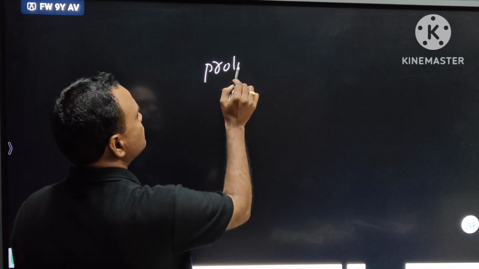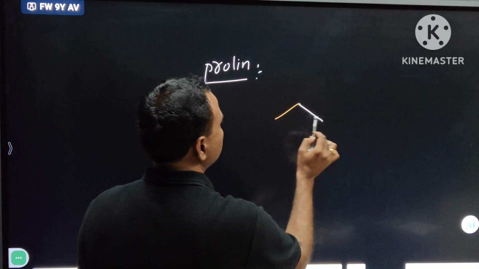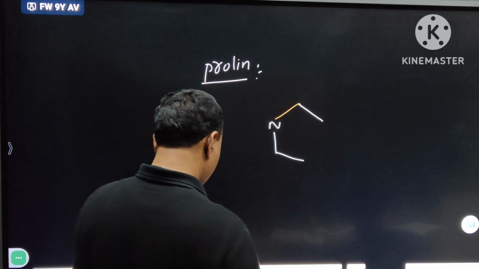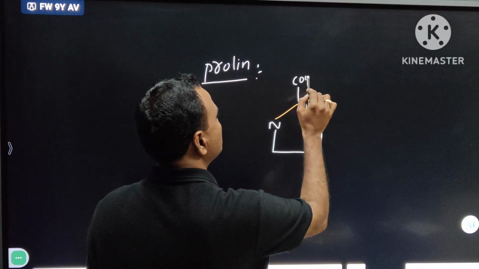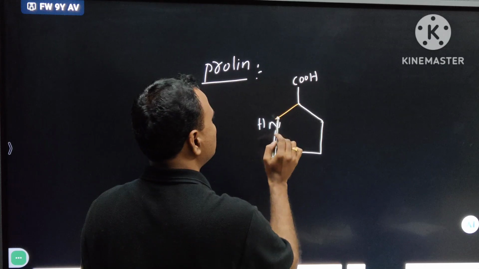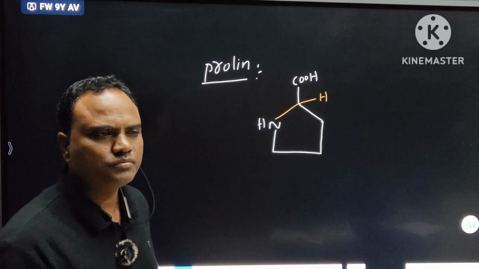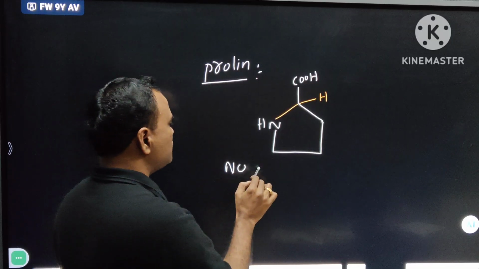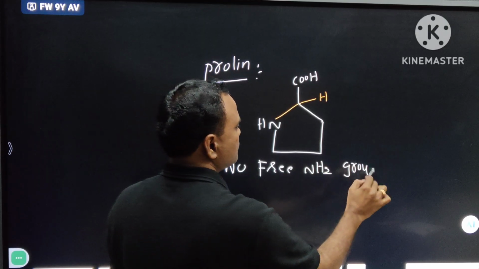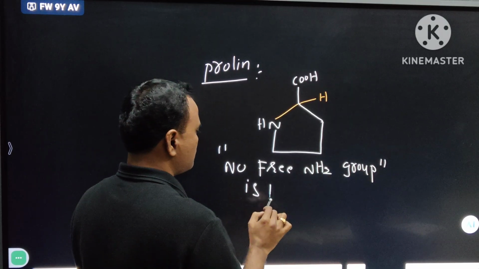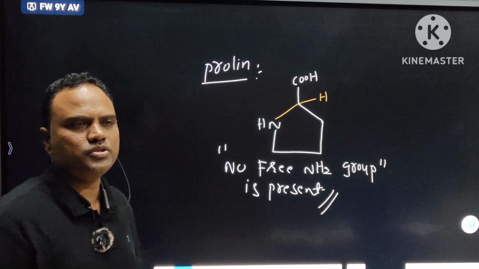Next, proline. What is the proline structure? Free NH2 group, not free amino acid. Here hydrogen will be present. You can mention that part. No free NH2 group. No free NH2 group is present.